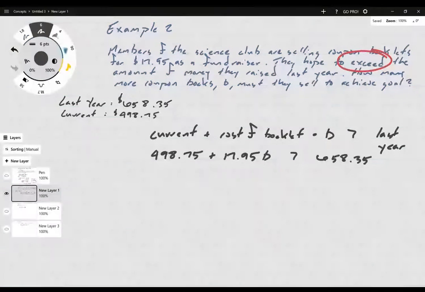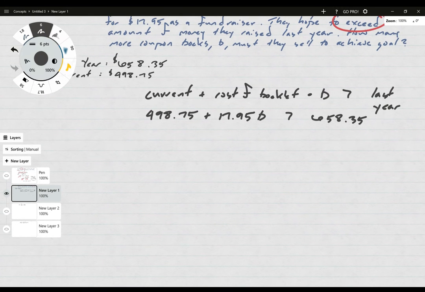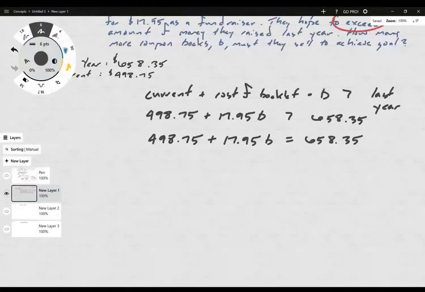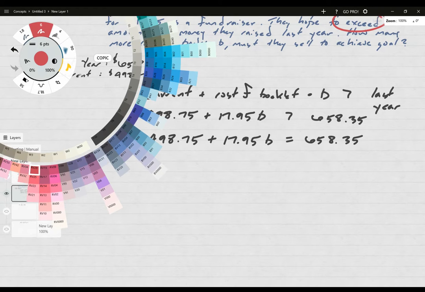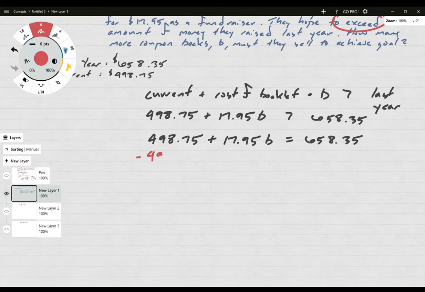Let's change this to an equation to make it a little bit easier to solve. So 498.75 plus $17.95 multiplied by B equals $658.35. Now we're going to solve our equation using two steps. We have to isolate the variable, so I'm going to have to use the inverse operations. So my first inverse operation is I'm going to subtract 498.75 from both sides.